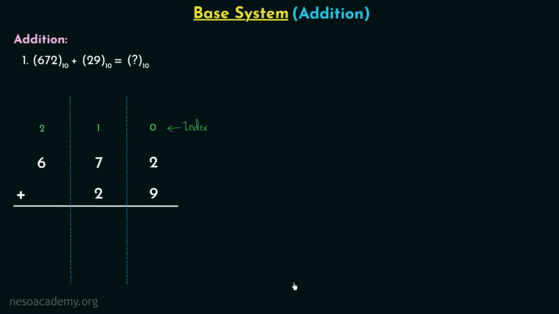And now we will understand what we mean by the place value of a digit. The place value of a digit is equal to the base of the number system the digit of the number belongs to, raised to the power index of the digit. For example, let's take digit 2 of this number. We know 672 is a decimal number and therefore the base is equal to 10. So 2 will have the base equal to 10 and 2 is having the index equal to 0.